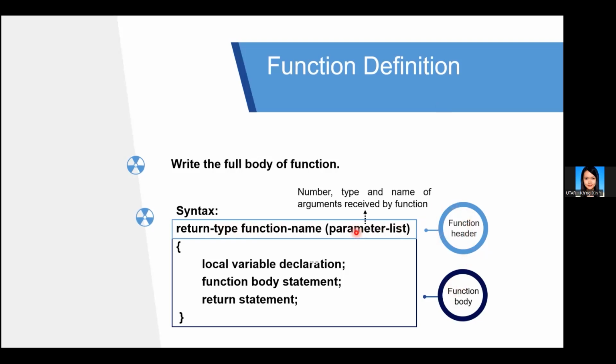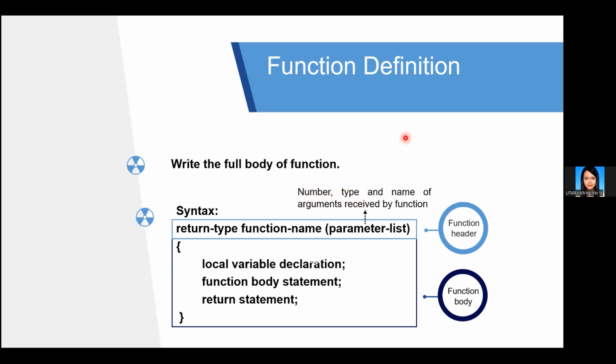If you look at the function header here, this is similar to your function declaration. You have to mention the return type, which is the data type of the value returned by the function, the function name, and then the parameter list. For the parameter list, you have to mention the number of parameters taken by the function, the data type of each argument, and then the name of the argument. During the function declaration, you just need to mention the number and the type.